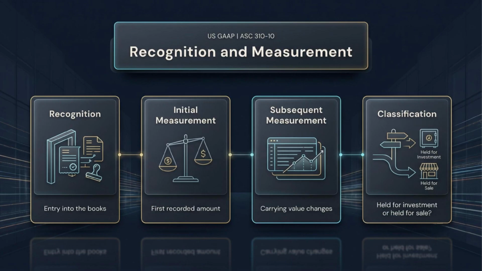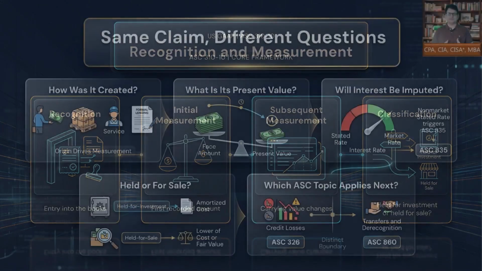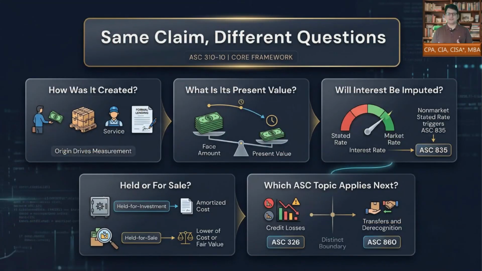This is where a receivable stops being only a label and starts becoming a measured financial asset under US GAAP. A receivable may be the same legal claim, but the accounting questions can be very different. If the claim came from a cash exchange, measurement is usually more direct. If it came from goods, services, or property, present value becomes more important. If the stated interest rate does not reflect market terms, ASC 835 enters the discussion. And if management intends to sell the receivable, the measurement model changes. Good accounting here is basically a sequence of gates. Skip one gate and the carrying amount can go in the wrong direction.